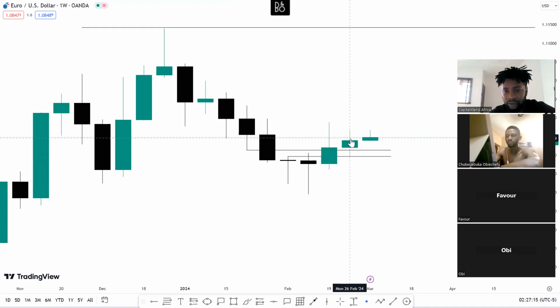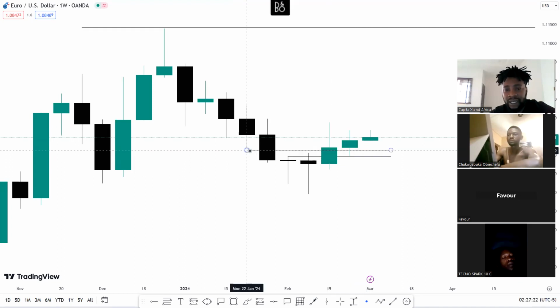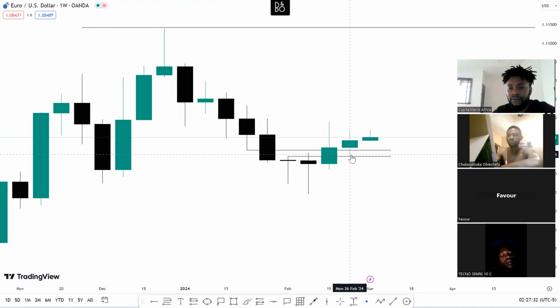And last week, this candle retested. You can see this candle retested that inversion. So we are expecting that this zone is going to help push price up, from what we are seeing, right?